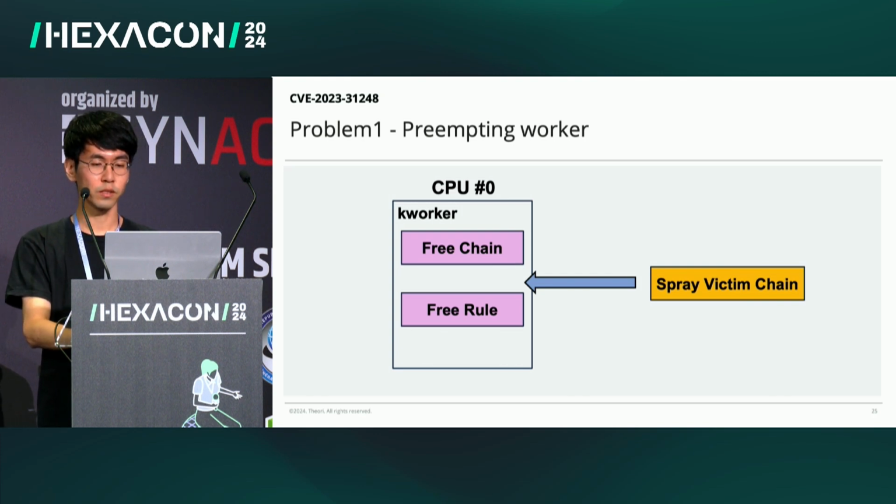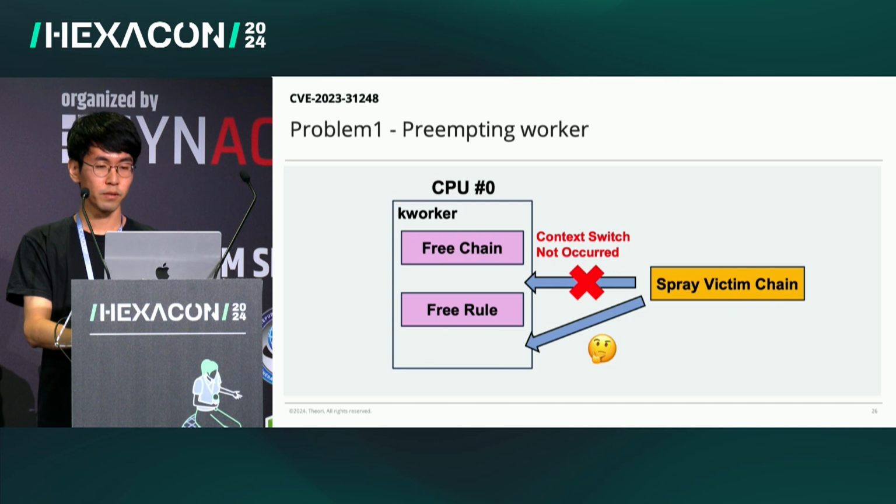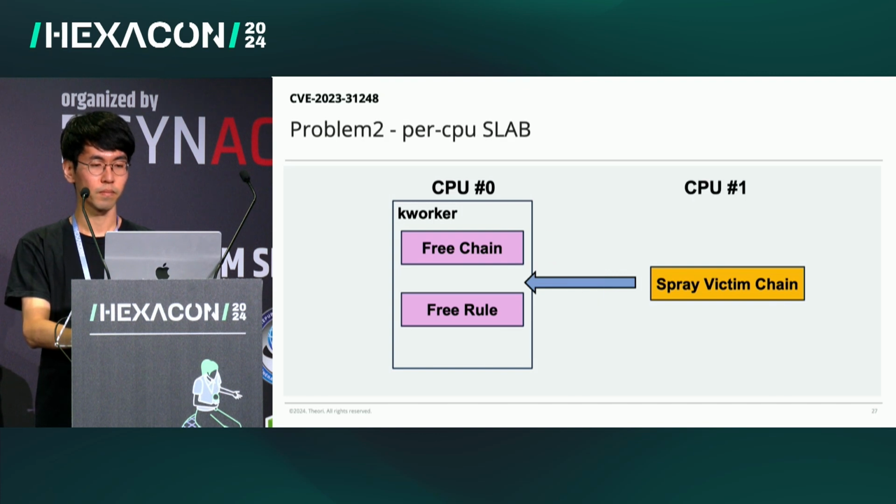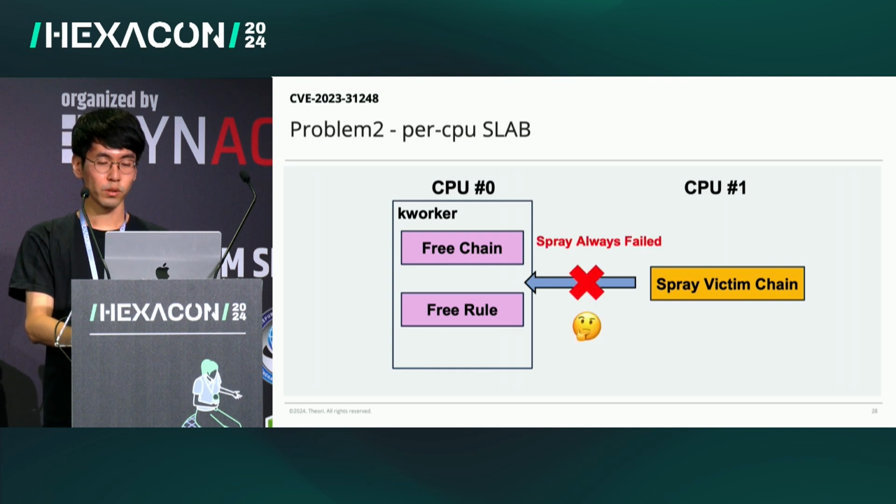The first problem I faced with this exploit was that I was unable to preempt the process to spray victim chains between chain destroy and rule destroy. Releasing NFT objects is done by the destroy worker, which is not normally preempted by other processes. So, spraying on one CPU is difficult. We came up with a way to spray objects on different CPUs. However, this method also failed to spray the victim chain.